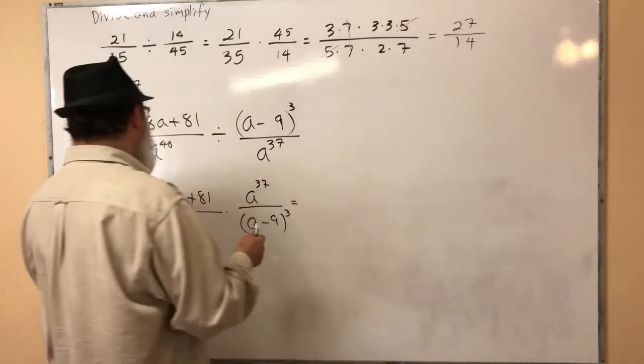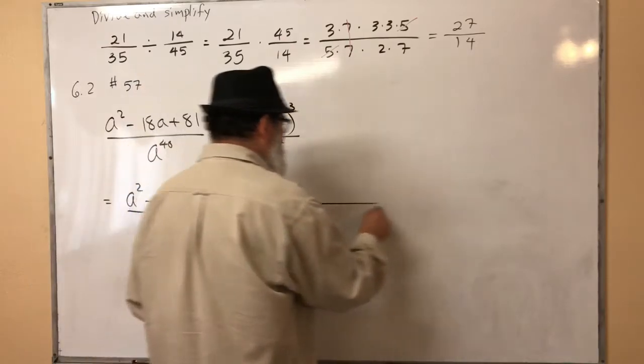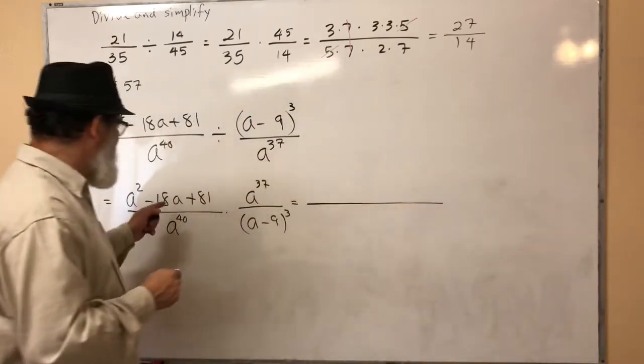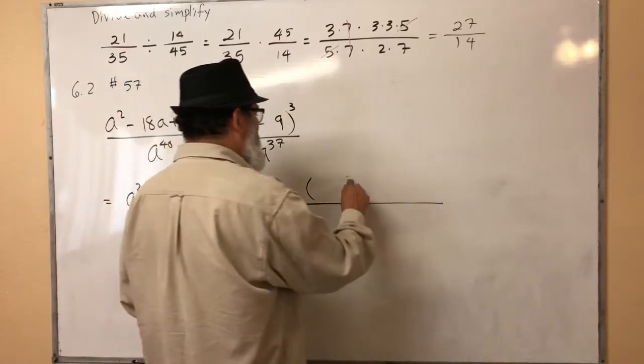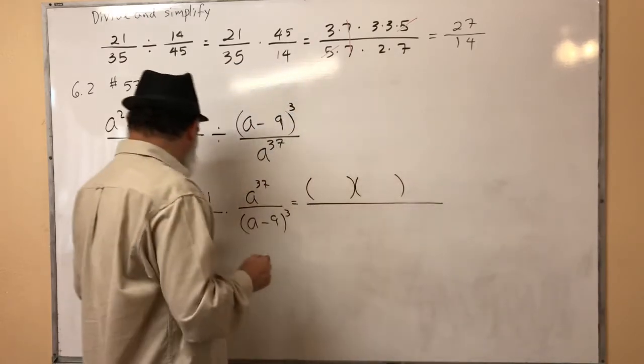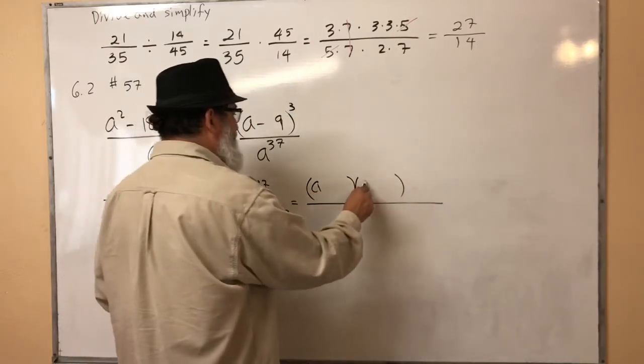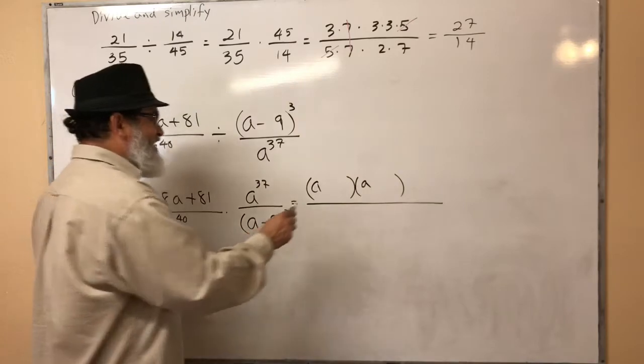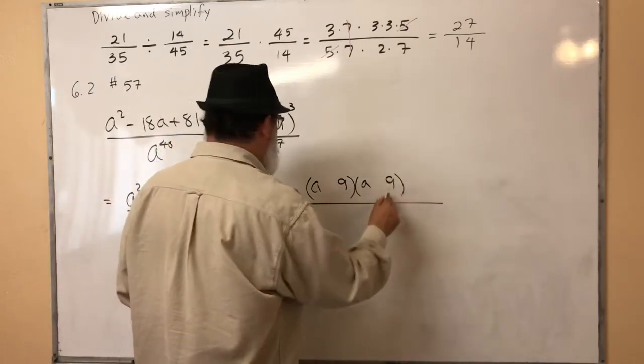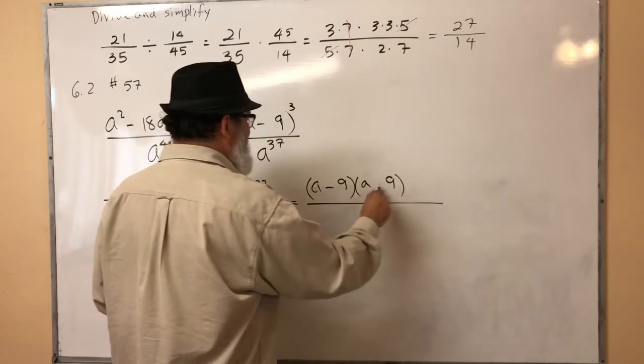And now I'm going to factor the top. In the top, we have this big fraction. I'm going to factor this one, a product of binomials. So that's an a times a, and that's a 9 times 9, and that's a minus and a minus.